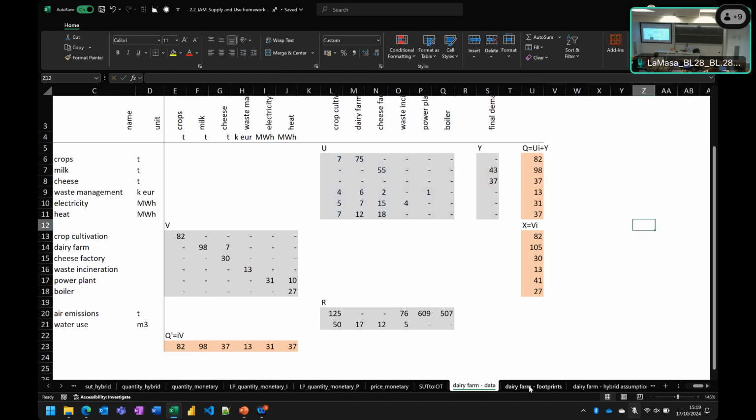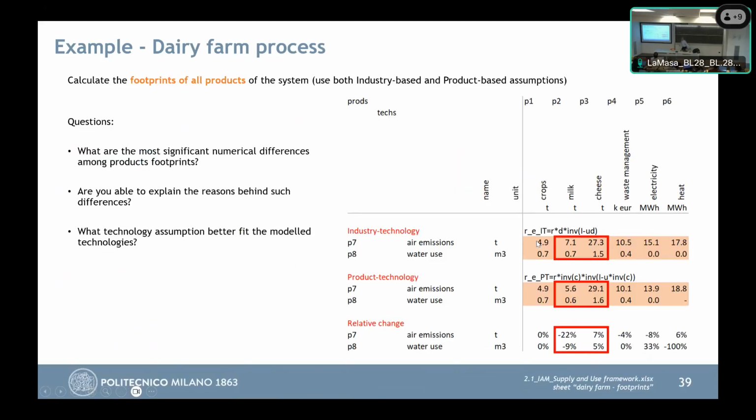Okay, guys, if you are fine with this, except for some small dots, I would move to the second part. So let's have a look at the question now, because now the problem is becoming a little bit more complicated. Of course, the core of the problem is asking us to calculate the footprints of all the products of the system by relying on both industry-based and product-based technology assumptions. And then I provide you some empty masks in the Excel tab in order to guide you through the calculation.